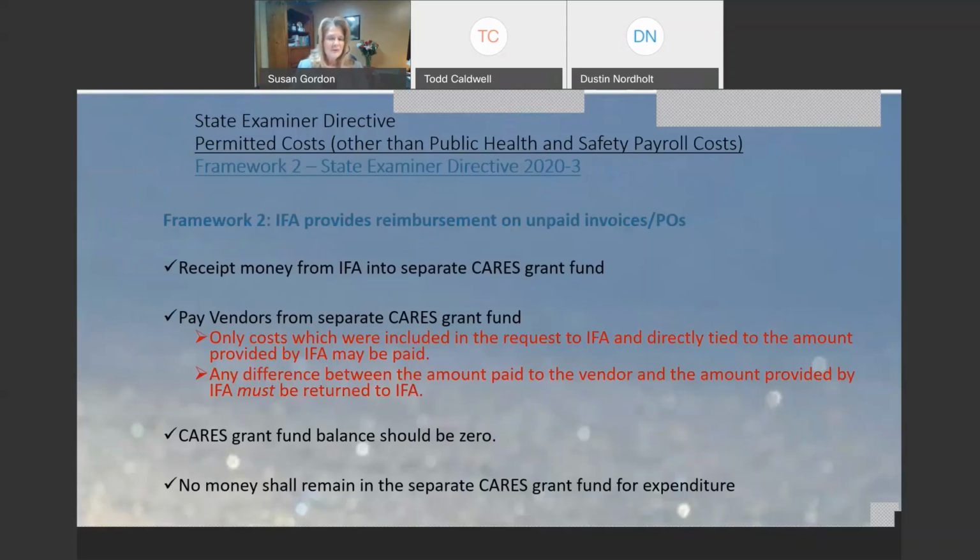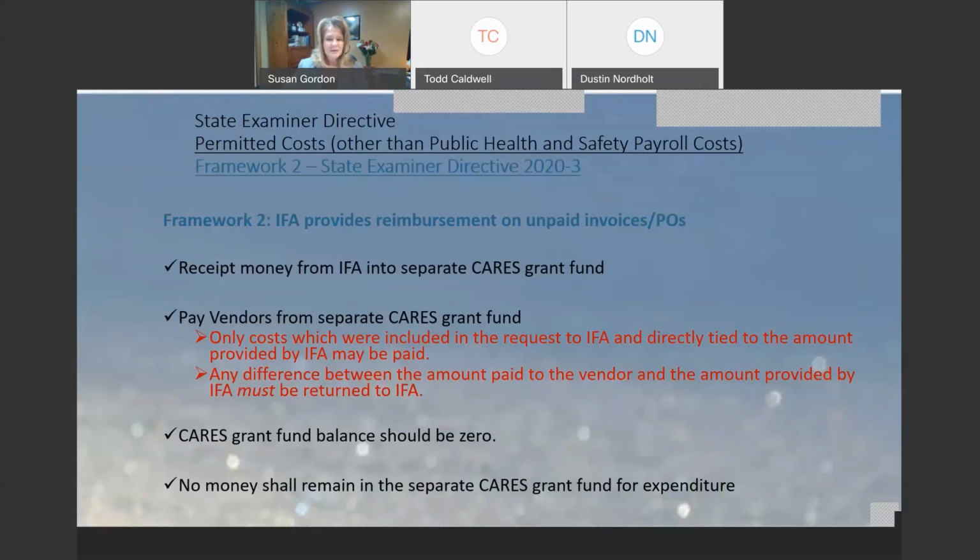Now, under Framework 2, that was in the case where you submitted a reimbursement request to IFA on unpaid invoices or POs, which IFA was allowing. You would still receive money from the IFA into the separate CARES grant fund, and then you would pay your vendor directly from the CARES grant fund in that case. You could only pay for costs that were included in the request to IFA and directly tied to the amount provided by IFA. And then any difference between the amount paid to the vendor and the amount provided by IFA had to be returned to IFA. And your CARES grant fund then would be zero and no money would remain.